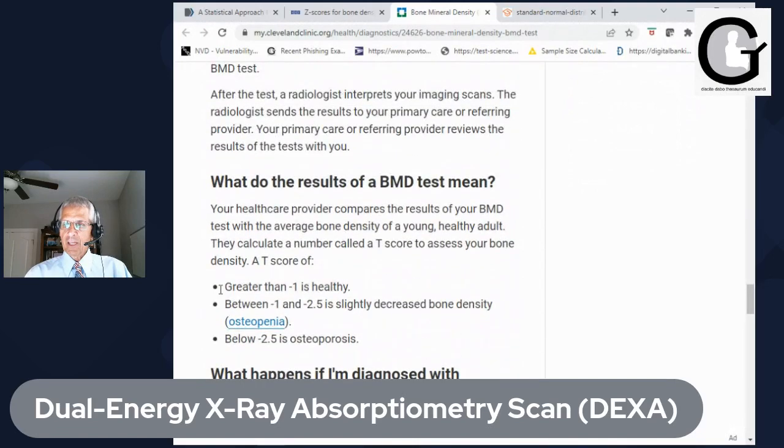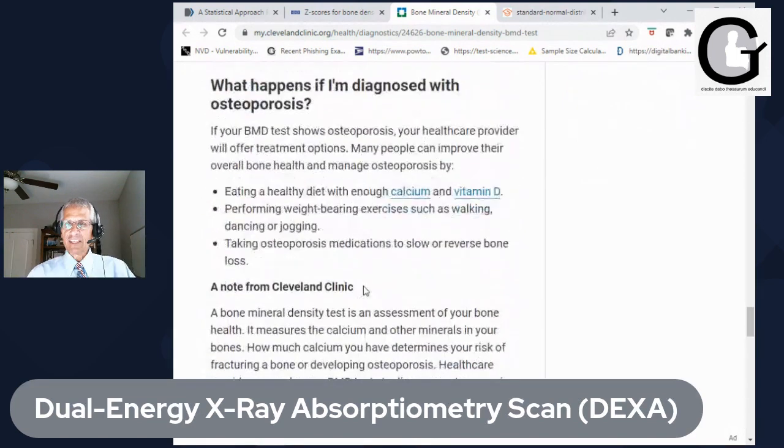Here we go. A T score greater than -1 is healthy. Between -1 and -2.5, slightly decreased bone density, osteopenia, and below -2.5 is osteoporosis, which is the lowest score. You get the lowest score, which in this case was -3.5 for this specific patient, you have osteoporosis. So that's what we're talking about.